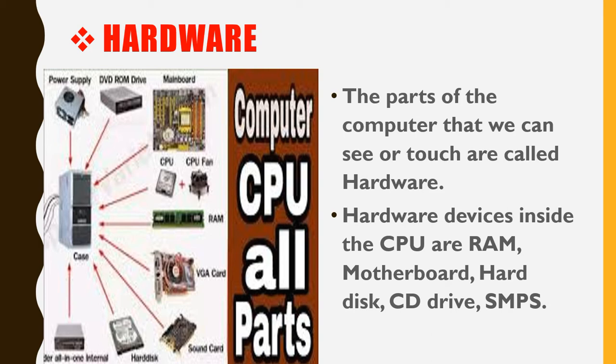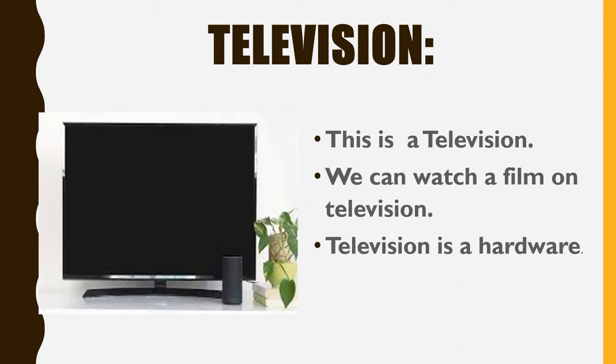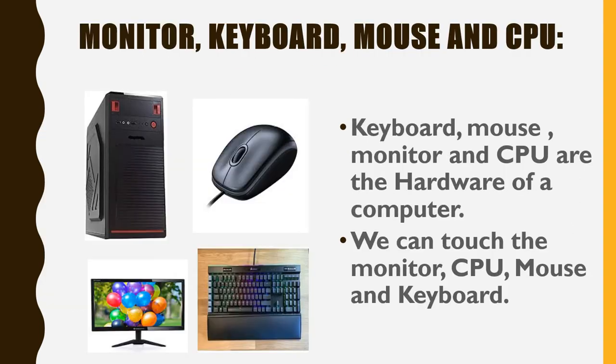Children, we can watch a film on television. We can touch the TV and remote control. We cannot, however, touch the film or the TV program which we are watching. Like a TV, we can touch some parts of the computer. For example, we can touch the CPU, mouse and keyboard. These parts are called hardware. Look at this picture students. This is the hardware: monitor, CPU, keyboard, mouse.